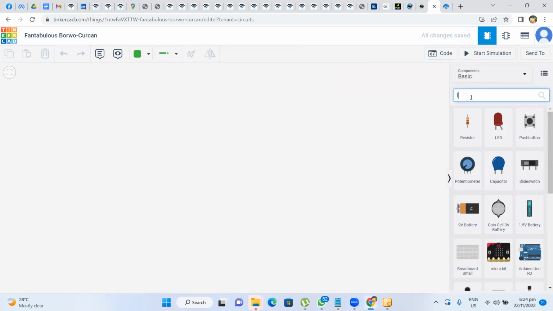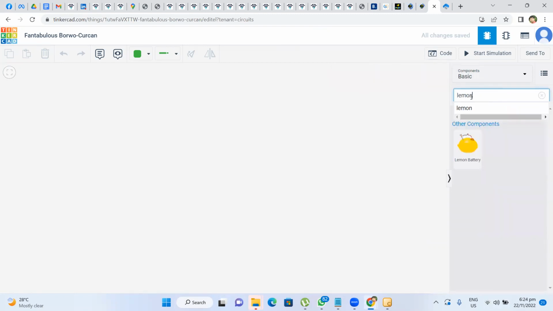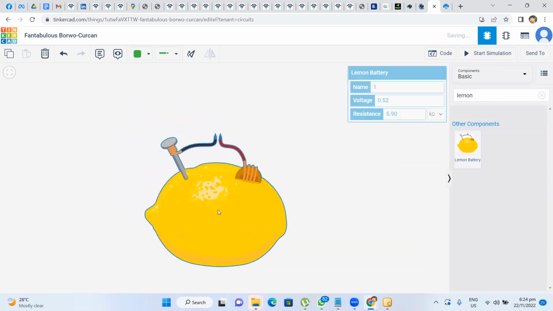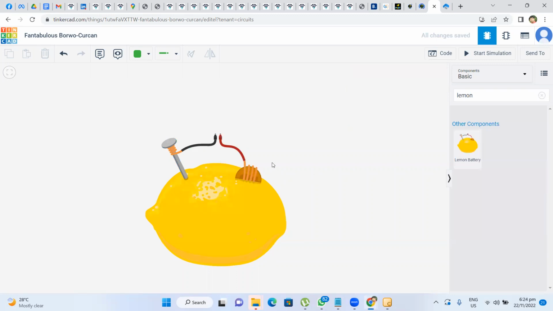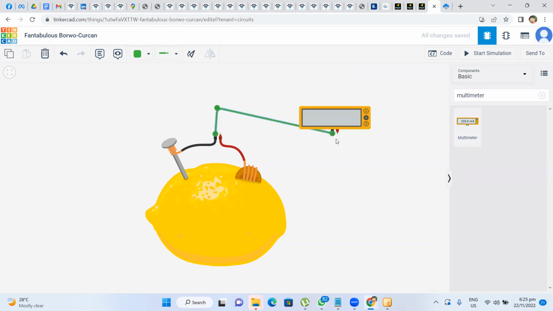One thing is the lemon battery. You do this practical with a lemon battery, and on one side you use a steel nail and on the other side a copper wire. This is to produce electricity. If you want to measure the current there, you can use a multimeter. Then you can measure, it's a very small voltage, right? It's very, very small. It's not a powerful battery, just a simple battery. You can see the voltage is around 520 millivolts.